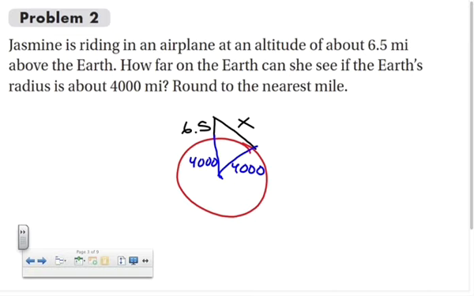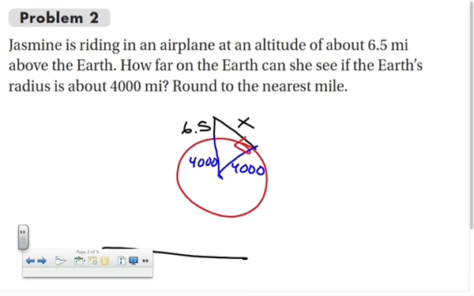Just like I mentioned previously, that tangent line is perpendicular to the radius drawn to the point of tangency. So our right angle is here. How am I going to find how much Earth Jasmine can see? Did you hear a squared plus b squared? Pythagorean theorem, absolutely. We have a right triangle. We know two of the lengths. We use Pythagorean theorem to find the third.